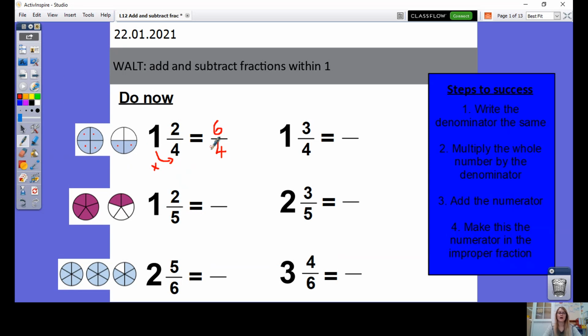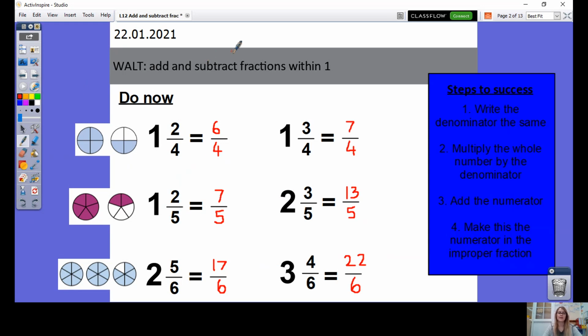Fantastic. Hopefully you've managed to have a go at all of those. I'm just going to pop the answers up on the screen now for you to mark your work. So we did the first one together. We should have 7/5 for number 2, 17/6 for number 3, and then on this side we had 7 quarters, 13/5, and 22/6. Well done if you managed to get all of those correct. Do check your answers and have a think about where you went wrong if you've got any of them wrong there.